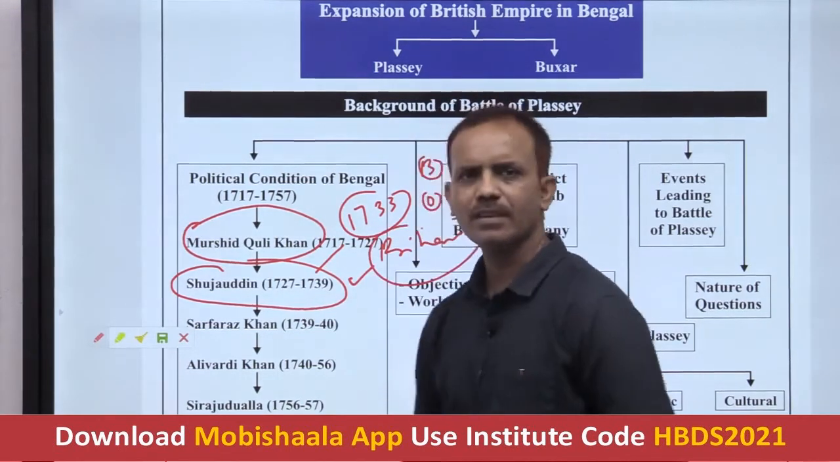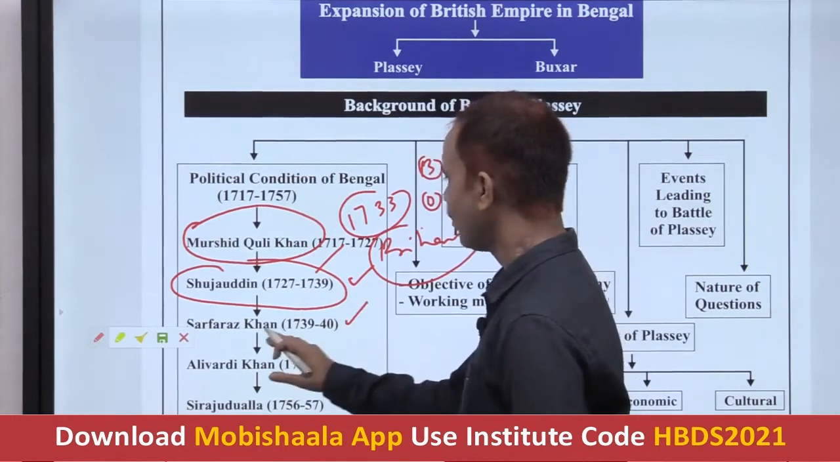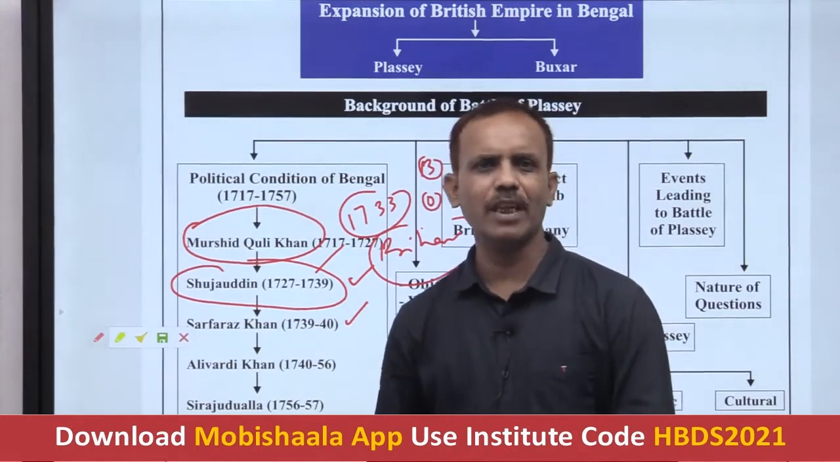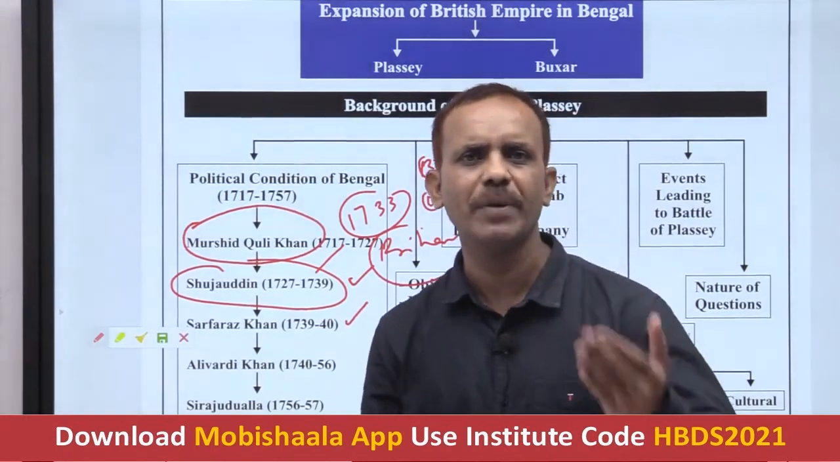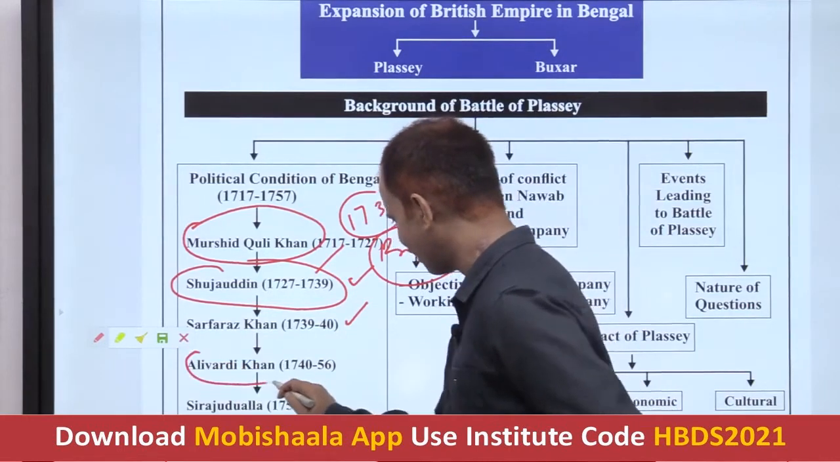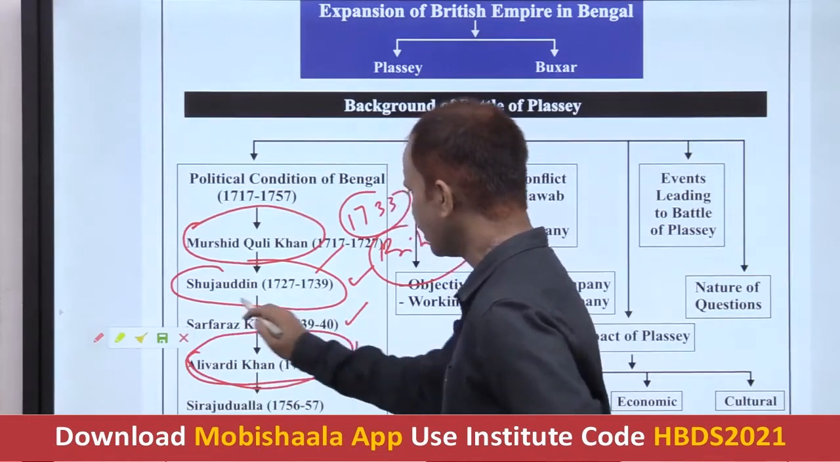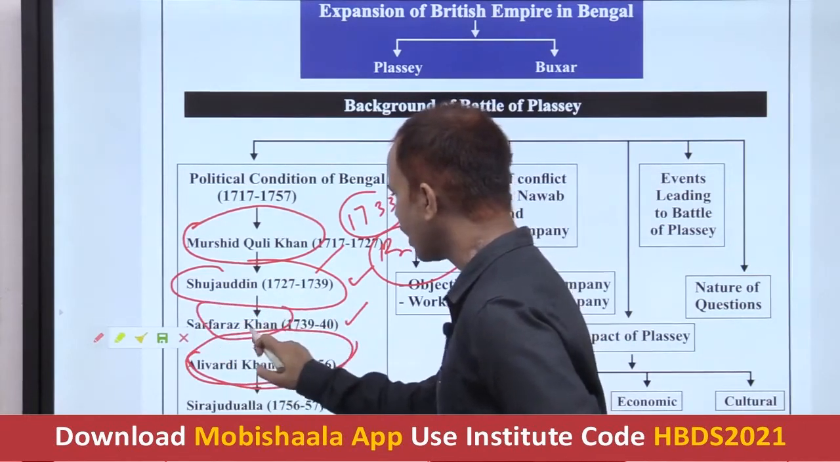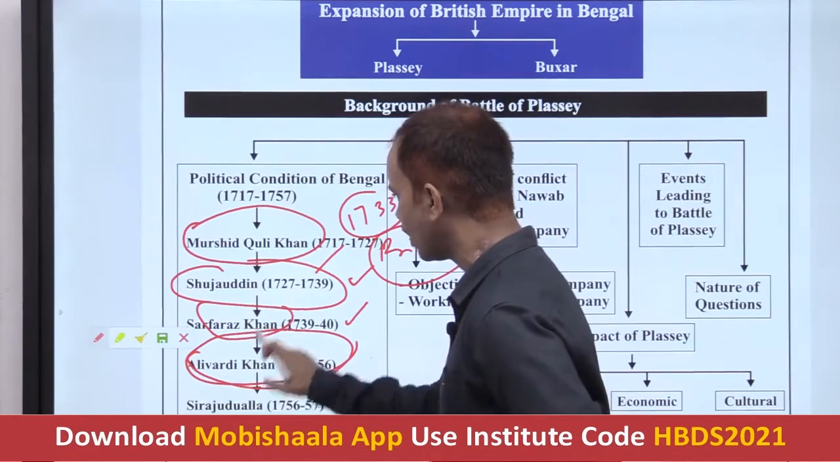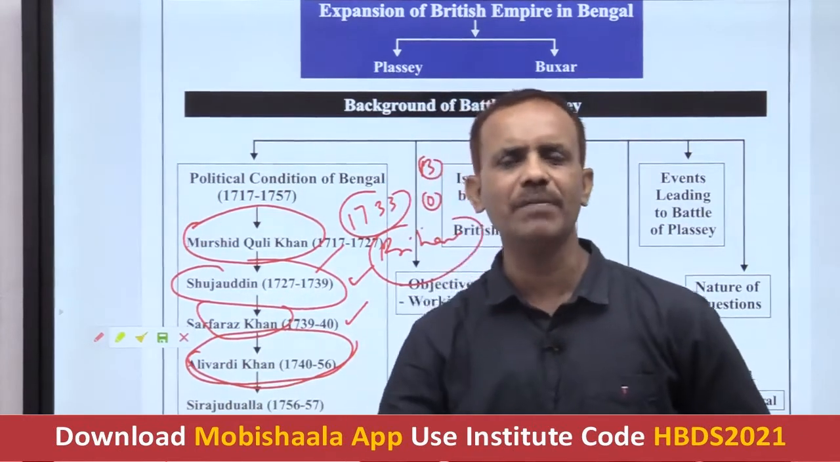Then after his son Sarfaraz Khan became Nawab of Bengal, but he was a weak Nawab, and that's why he was killed by his own deputy governor of Bihar named Aliwardi Khan. This man was a deputy governor under his Nawab Sarfaraz Khan, but since he was not capable, he was killed and replaced by Aliwardi Khan, and he made himself Nawab of Bengal.